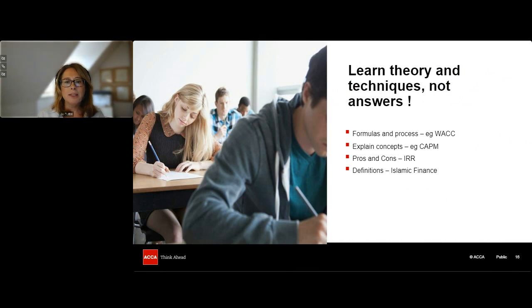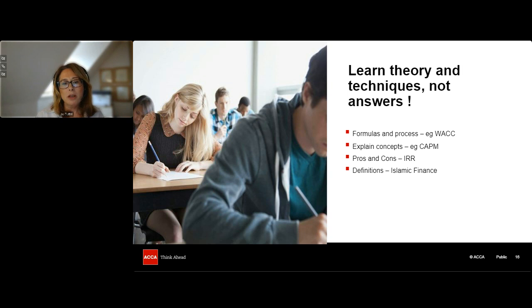My other one is learn the theory and techniques, not the answers. We go through that revision kit and we often start learning those answers, but you won't get the same question in your exam. You may get a similar question, and if you're lucky enough, you may get an exactly similar question, but often they're different. They're worded slightly differently. So you need to learn your theory and your techniques to be able to apply them to the questions. So it's application this exam, not necessarily rote learning.